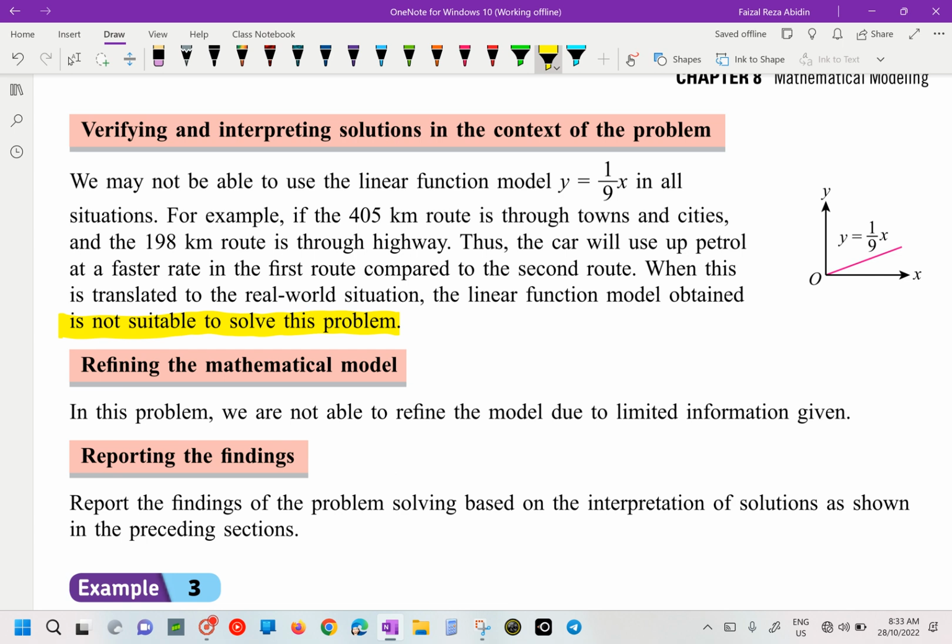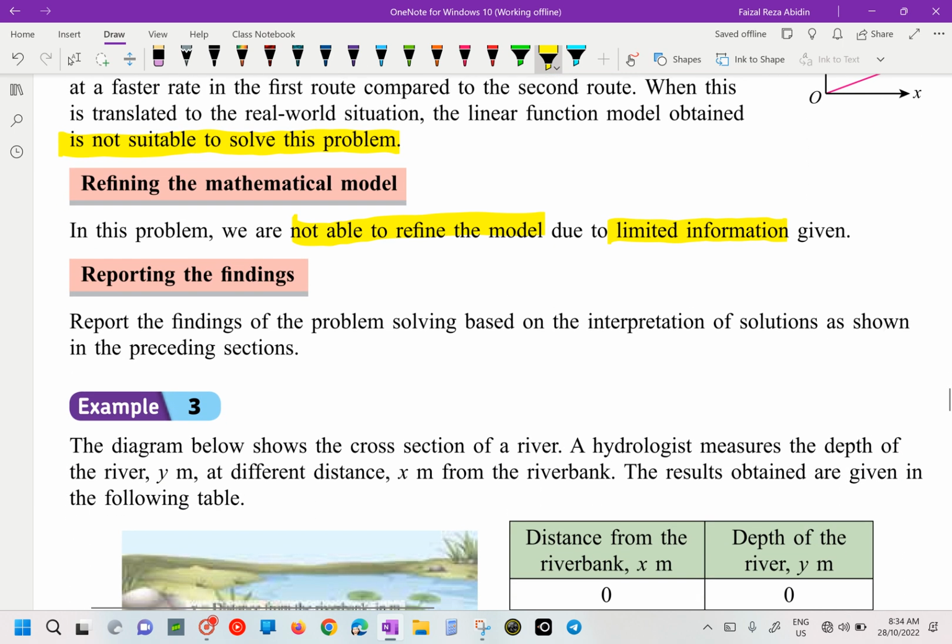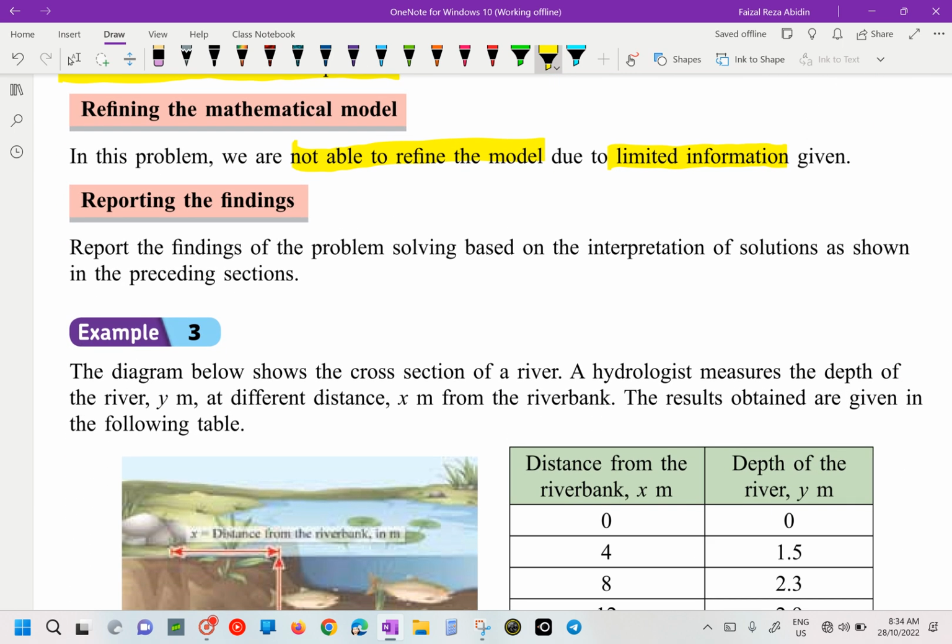Okay. Refining the mathematical model. Okay, so we are not able to refine the model due to limited. Nampak tak? We are not able to refine the model due to limited information given. Nak report? Yes. We are going to report the finding of problem based on the interpretation of solution as shown in the preceding section. So, that's going to be our example 2.